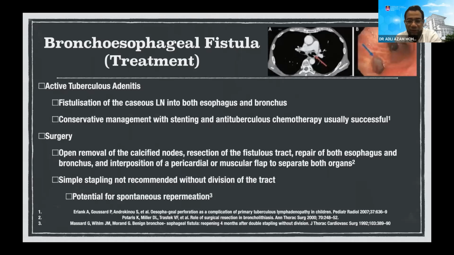It's rather a complicated, complex surgery, and we must ensure that the patient is fit for that, because it's going to be long and lots of good tissue needs to be there to cover the defect that we're going to handle. Of course, simple stapling is not recommended without division of the tract, because there is high potential for spontaneous recanalization.